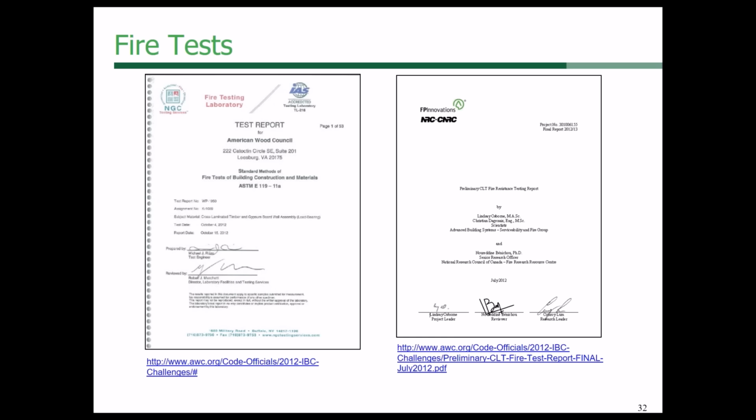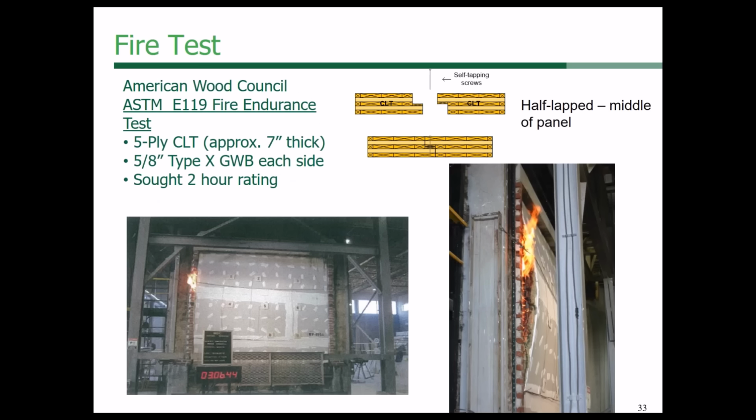For the fire tests, the American Wood Council did a fire test using ASTM E119. We sought to get 2 hours of fire resistance, and we obtained 3 hours and 6 minutes. The only reason the fire was stopped is because there was a breach right here where we had the drywall on each side of the panel. This is where it flashed through, and it held 87,000 pounds still, even when the test was stopped, and the result was 3 hours and 6 minutes.